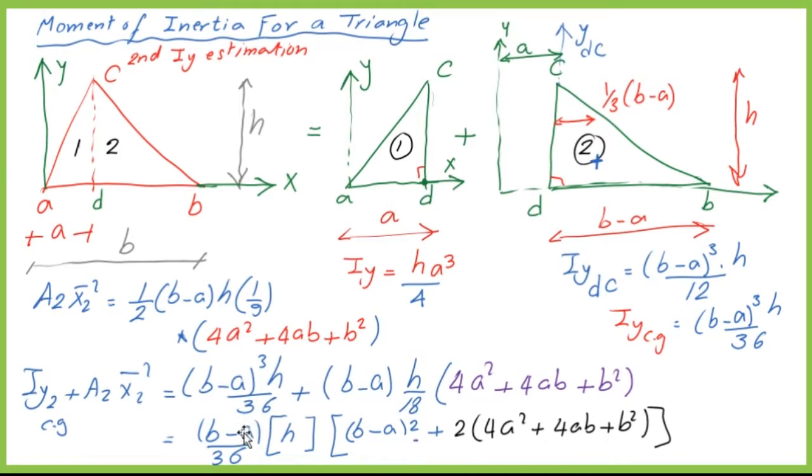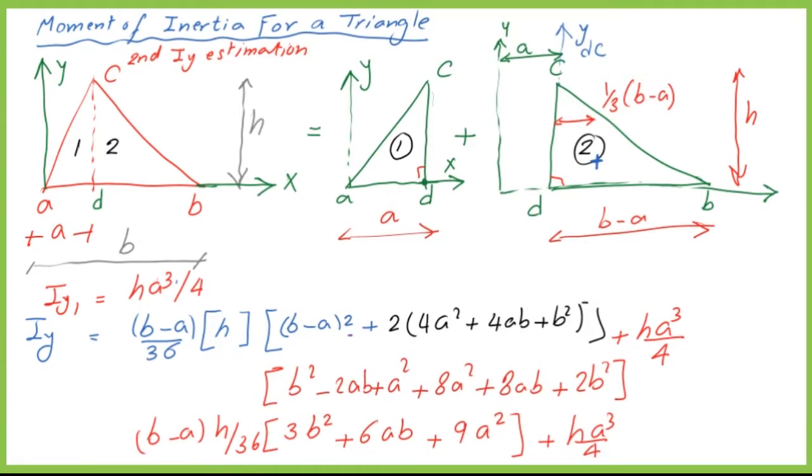we have here 36 and we have the denominator as 18. We are going to multiply by 2 of another inner bracket, which is 4a squared plus 4ab plus b squared. We move to the next slide.